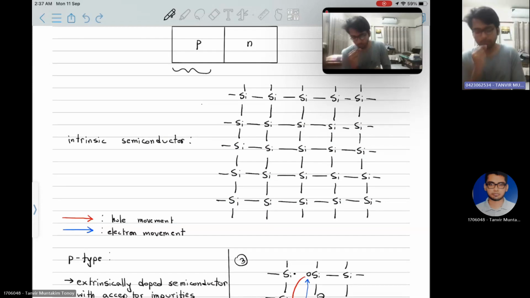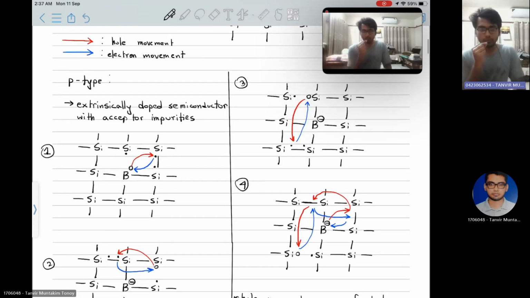This is an example of a pure semiconductor structure where silicon atoms bond with their adjacent silicon atoms with four covalent bonds, thus making a whole silicon structure. Each of these bonds may break down due to thermal agitation and give rise to electron hole pairs. Now, these electron hole pairs are the ones that conduct current in a semiconductor.